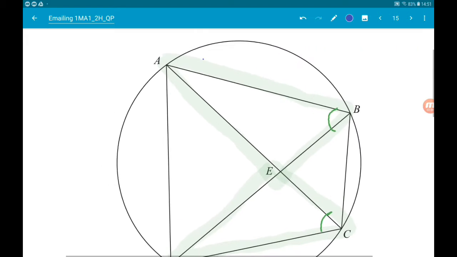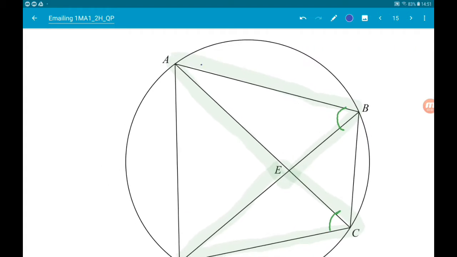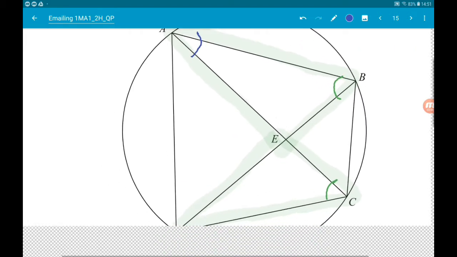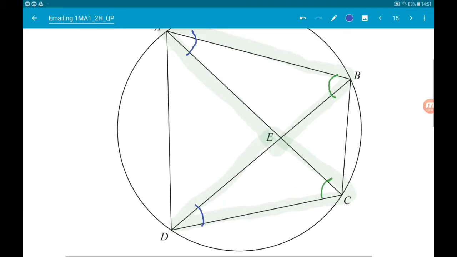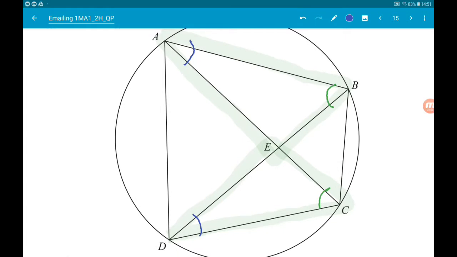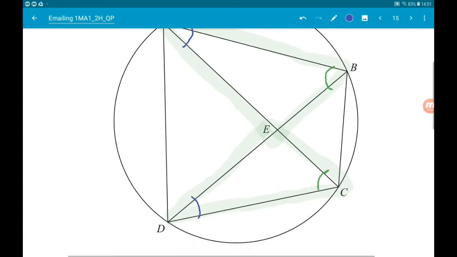Then, by the same theorem, these two angles are equal. So we can say again, by angles in the same segment, angle BAE and angle CDE are equal.